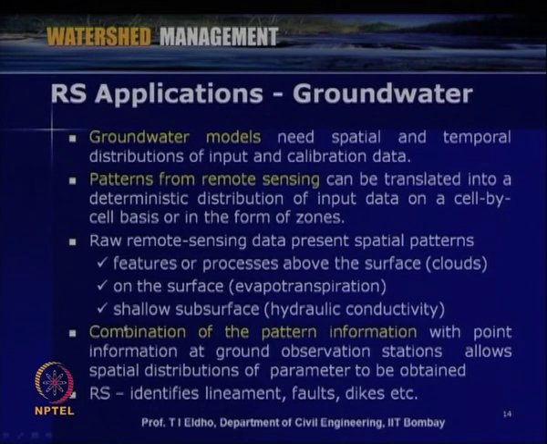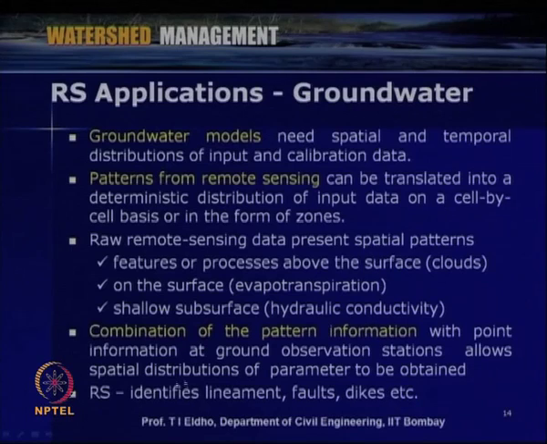So, all those things we can identify using remote sensing. And then, in combination with the pattern information, the point information at ground observation stations allows spatial distribution of parameters to be obtained. Especially in groundwater modeling, if we can identify the lineaments, faults, dikes, etcetera, then we can easily put them into our models, and that will be very helpful in the overall groundwater model development.